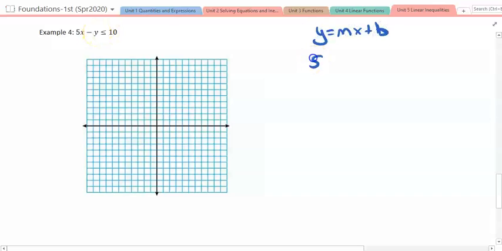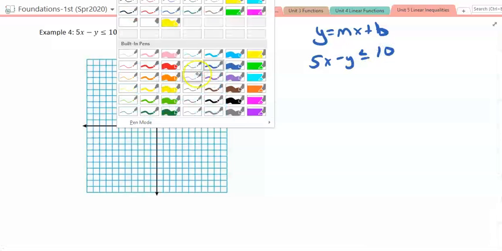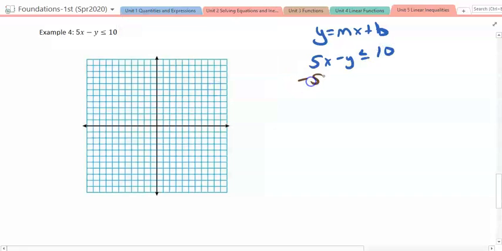And so to do that, we're going to move the x first. So in this case, I'm going to subtract 5x from both sides. And please, for the love of all that is good, do not combine these two together. This is negative y less than or equal to negative 5x plus 10, or 10 minus 5x. Okay?